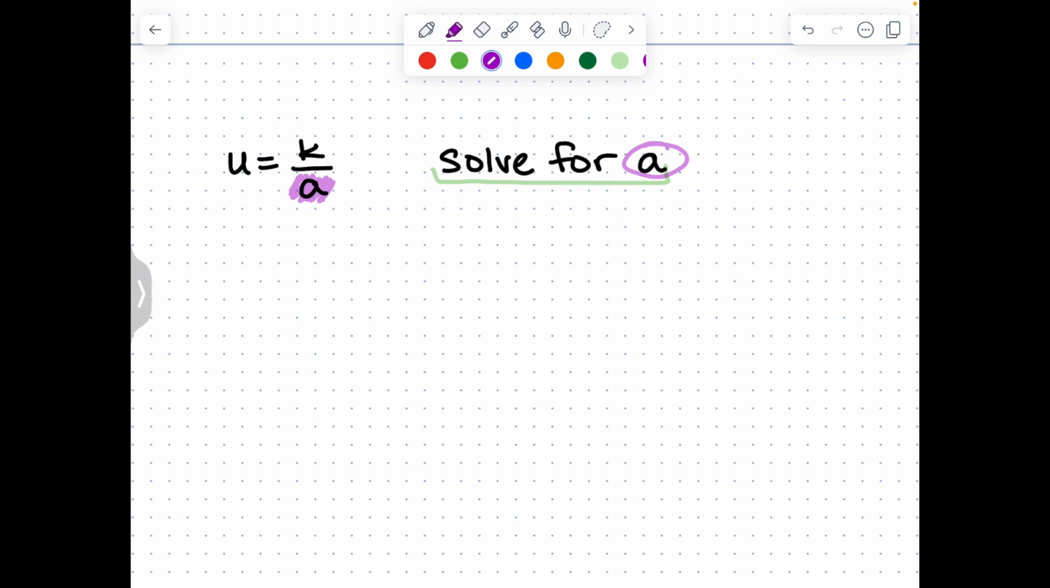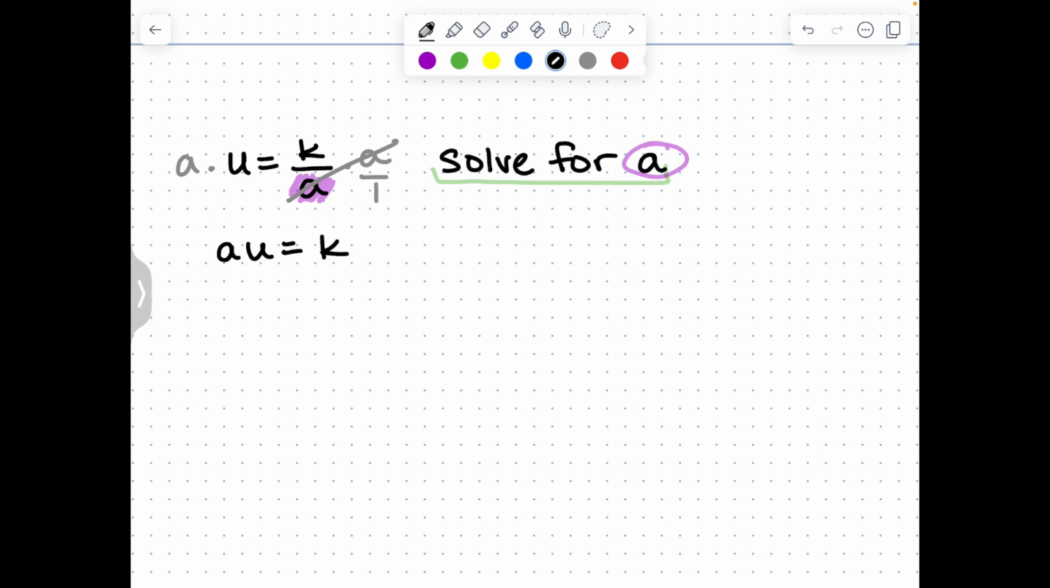But this one's in a denominator. And they didn't say solve for 1 over A. So we need this to not be in a denominator. So let's take a first step of inverse operations to multiply by A. On the left side, that really will just get us A times U. On the right, having a divide by A, but then multiply by the same A, those will cancel to 1. So we'll end up with K by itself.